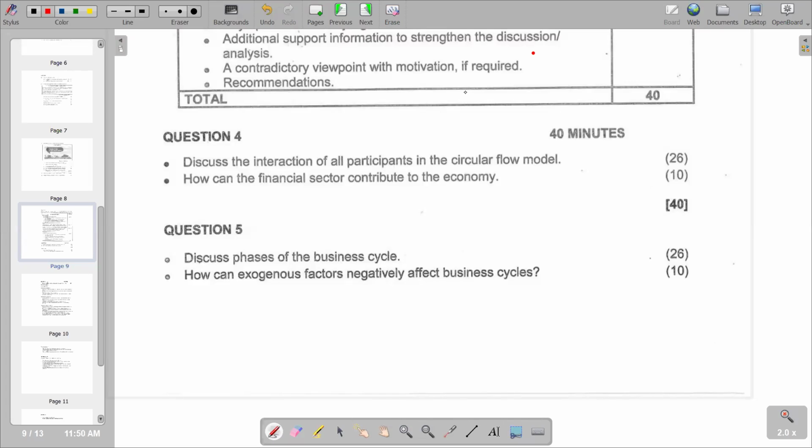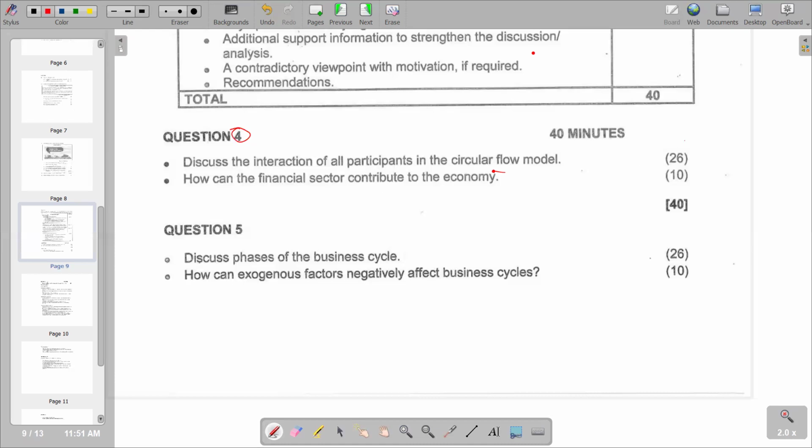In this video, we want to look at an essay question. This is a question paper of March 2023, and we're going to look at question 4 on that question paper. This is an essay question on the circular flow model. Our question reads: discuss the interaction of all participants in the circular flow model. The second part asks: how can the financial sector contribute to the economy?